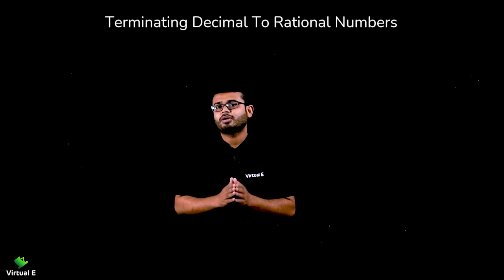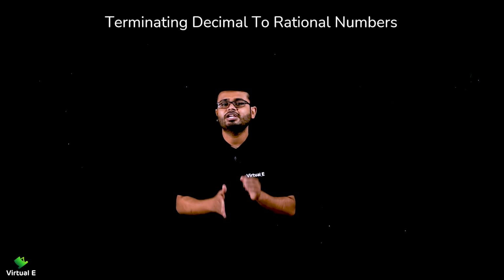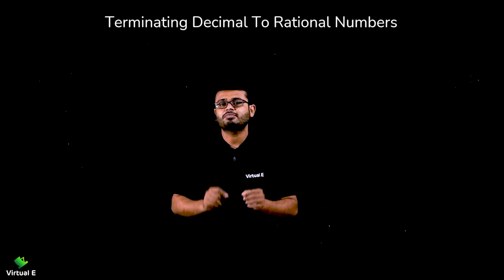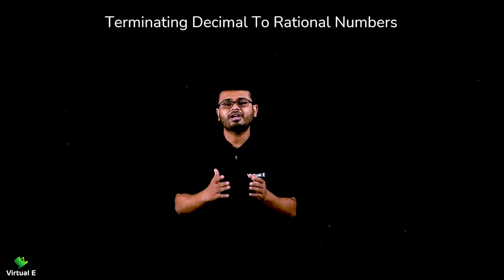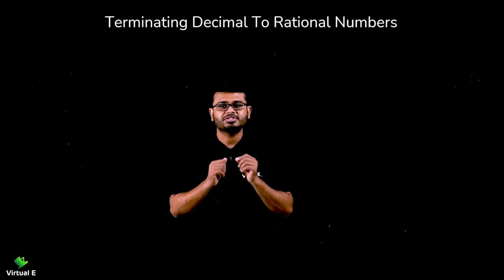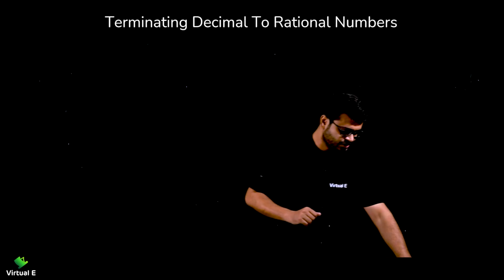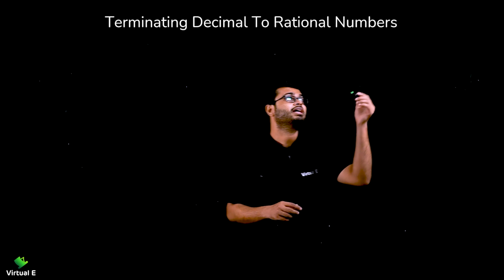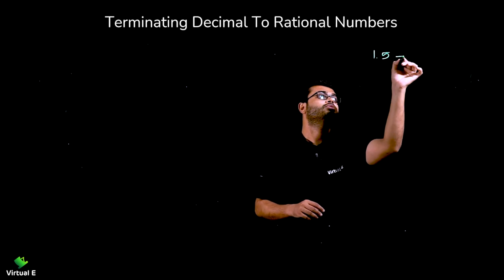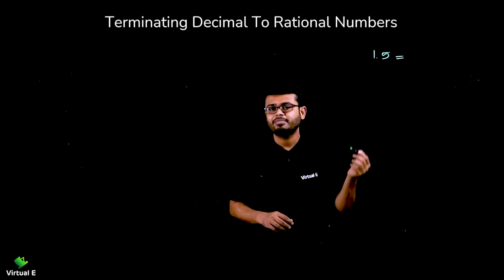Let's learn about the new topic, that is conversion of decimal into the rational number, that is p by q form. First of all, we are going to discuss the terminating decimals. Then we are going to discuss the non-terminating repeating decimals. So first of all, let's start with the terminating decimals. Let's start with the most basic one that you know very well as well. So let's write 1.5. How to convert this into the form of p by q?